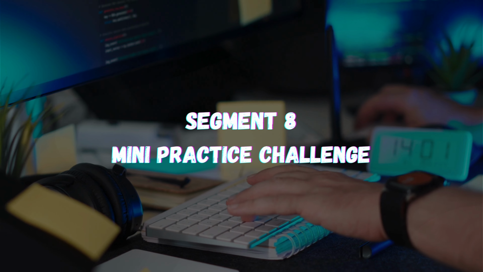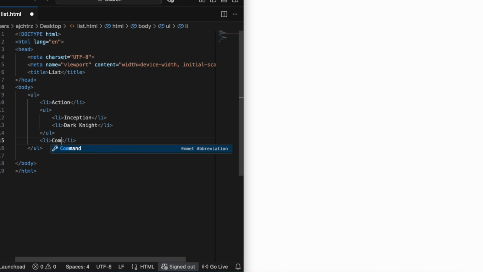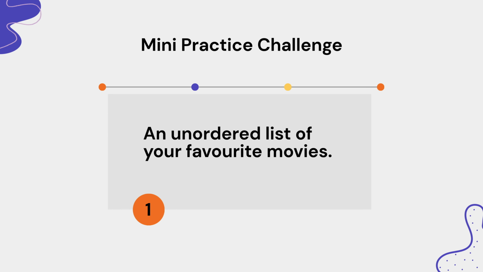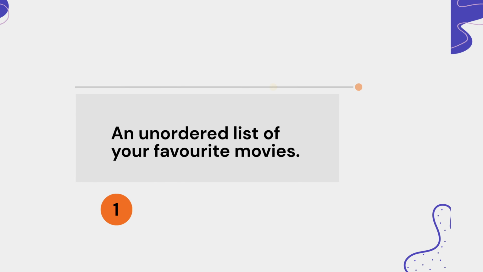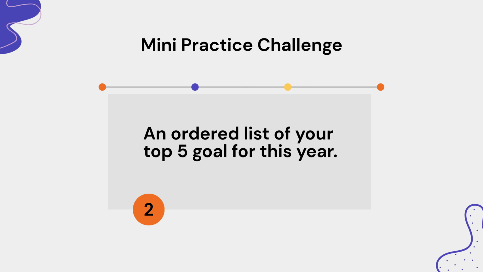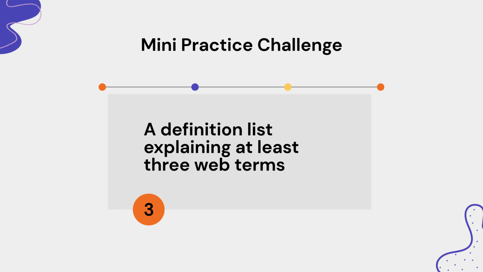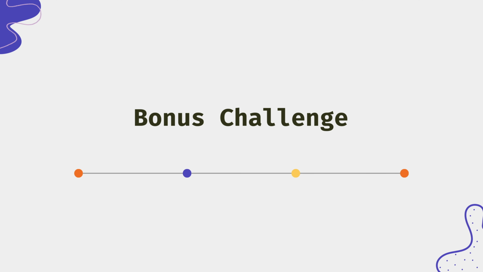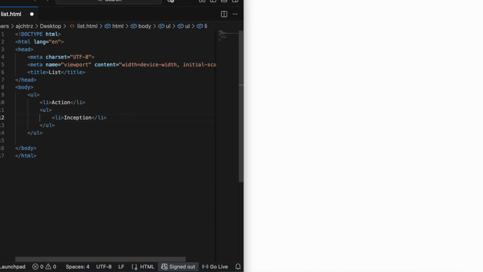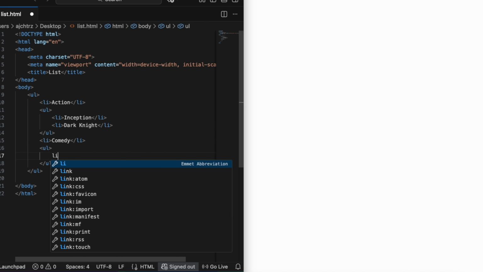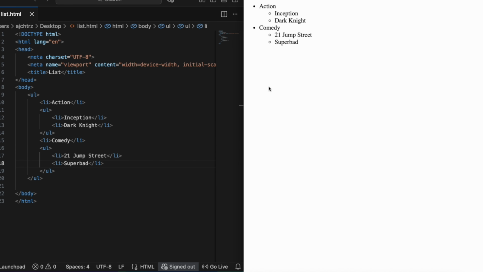Segment 8. Mini Practice Challenge. Alright, your turn. Create a new file called list.html. In it, include the following. First, an unordered list of your favorite movies. Second, an ordered list of your top 5 goals for this year. Third, a definition list explaining at least 3 web terms, for example, HTML, CSS, and JavaScript, which we are going to learn later. Bonus challenge, create a nested list that groups movies by genre. Try something like this. Once you are done, open it in your browser and admire your list making style.